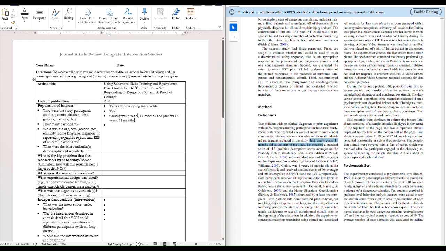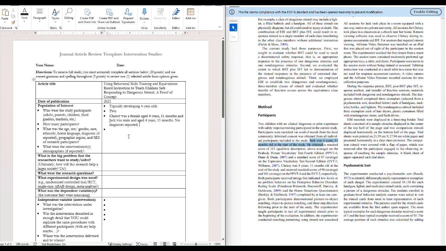Age, so Chrissy was a female aged 4 years, and Jack was a male child. I know this because later on it refers to he and her, or she, he, and so, but sometimes they don't put it there, and you can put gender unknown, right?